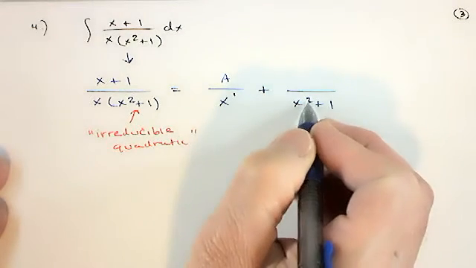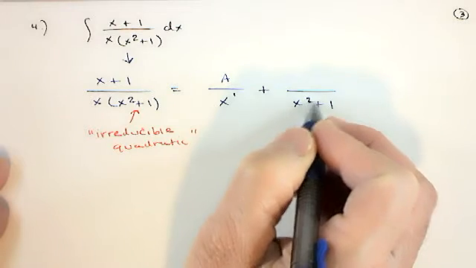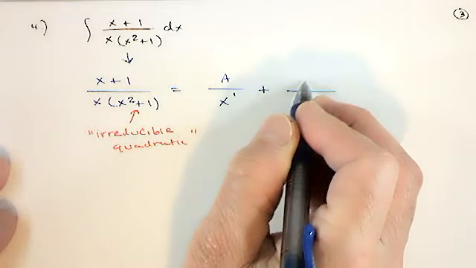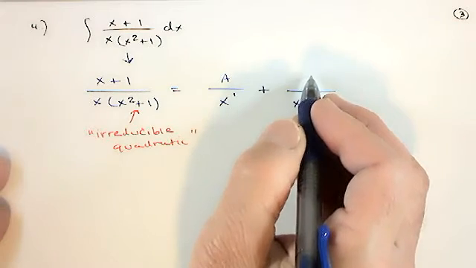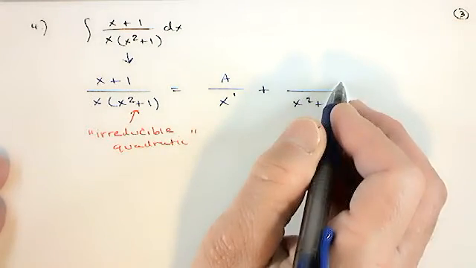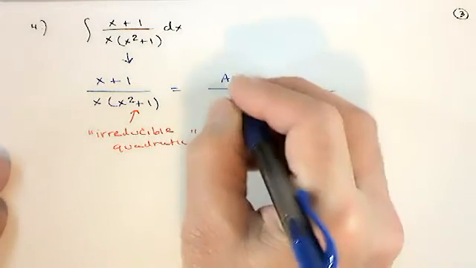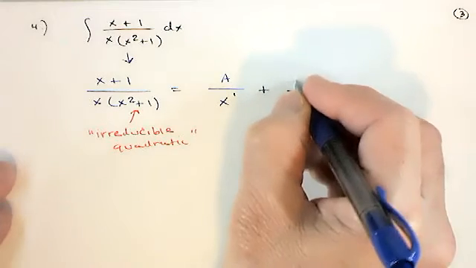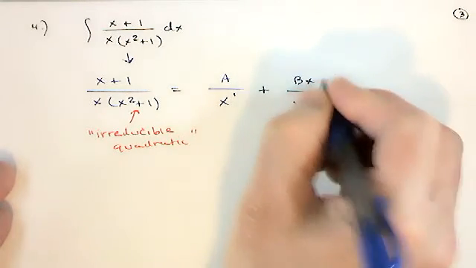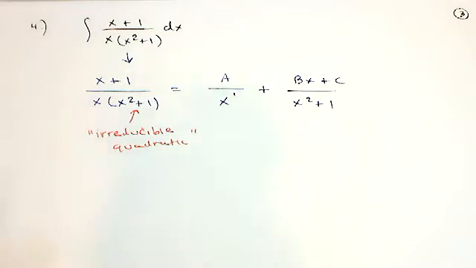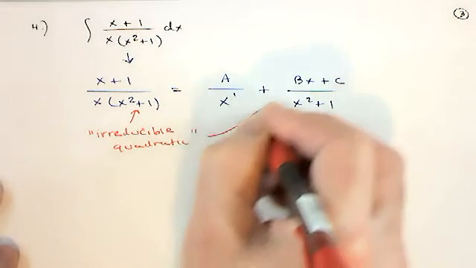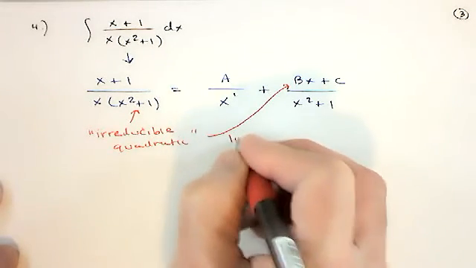So if you had an irreducible quadratic, the numerator should be 1 degree less than that, which would be a linear function. Remember, linear functions like mx plus b, but we usually use a, b, and c. So instead of mx plus b, we'll have bx plus c. So if you have an irreducible quadratic, what you need is a linear term on top.